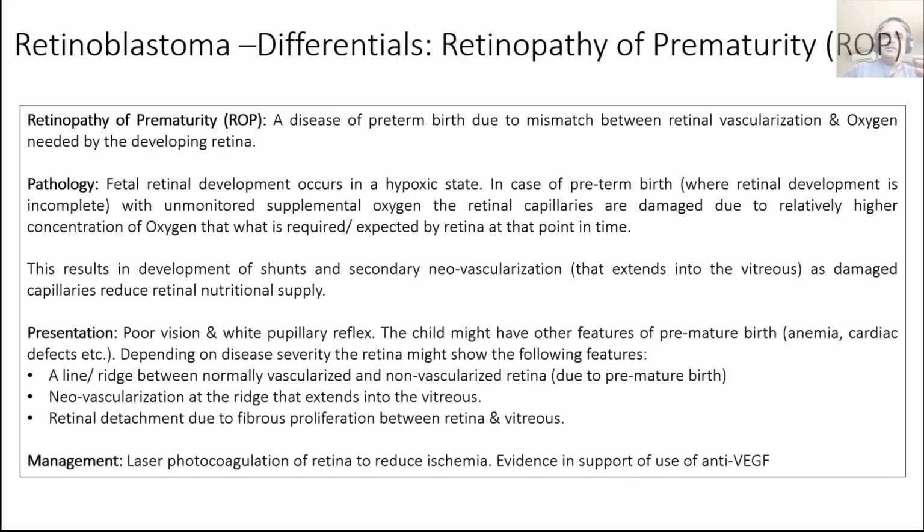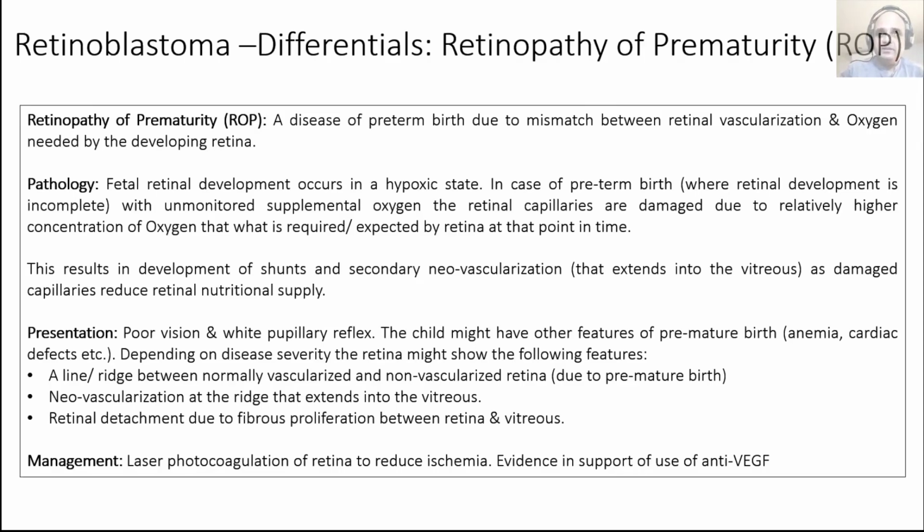So what actually starts happening is that obviously you're going to have a baby who has poor vision and a white pupillary reflex, or leukocoria. The features that you see in the retina, as I talked to you about, are first a line which demarcates vascularized from non-vascularized retina. Then, because of capillary damage and ensuing retinal ischemia, you get new vascularization because of release of VEGF along that line. And this new vascularization can leak blood and produce hemorrhages, which would then produce fibrous bands between the retina and the vitreous, because these new vessels tend to grow into the vitreous, and they can actually pull the retina, causing retinal detachment.